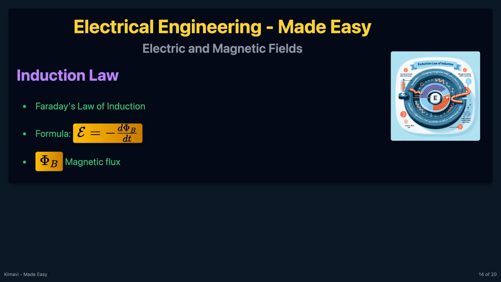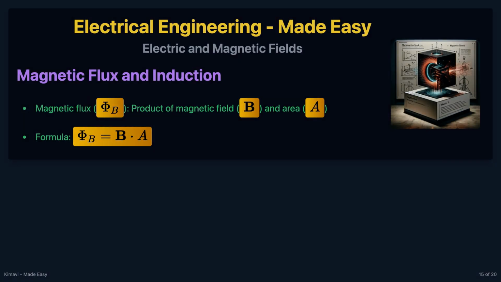Faraday's law of induction states that a changing magnetic field within a closed loop induces an electromotive force, or EMF, in the loop. The formula is EMF equals negative d phi b divided by dt, where phi b is the magnetic flux. Magnetic flux, denoted as phi b, through a surface is the product of the magnetic field B and the area A it penetrates.